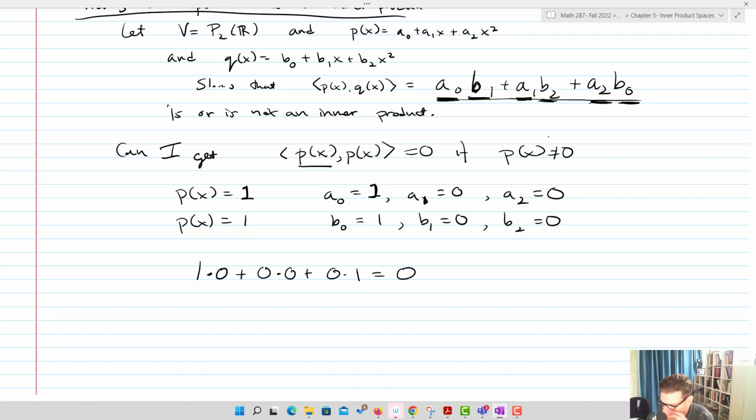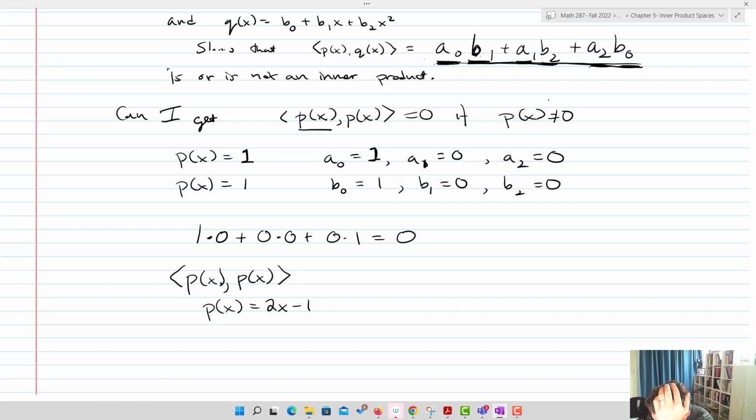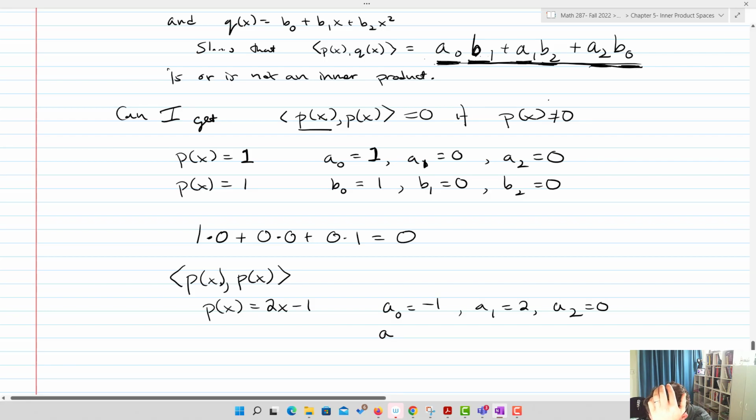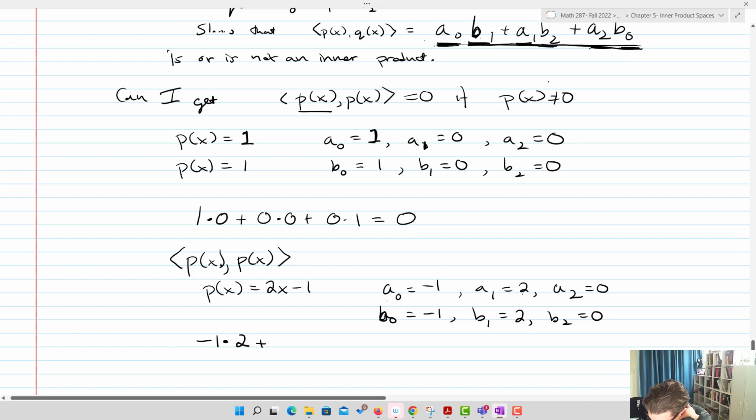Okay? But what if I chose two different vectors, and I wanted to see the inner product with itself be negative, okay? And so what I'm going to do is let P(x) equal 2x minus 1. And so if I take P(x) and take the inner product with P(x), my a0 will equal negative 1, my a1 will equal 2, and my a2 will equal 0. And then that'll also give me that b0 will equal negative 1, b1 will equal 2, and b2 will equal 0. So now I've got a0 b1, which is negative 1 times 2, plus a1 times b2, so 2 times 0, plus a2 times b0, so 0 times negative 1. This equals negative 2.